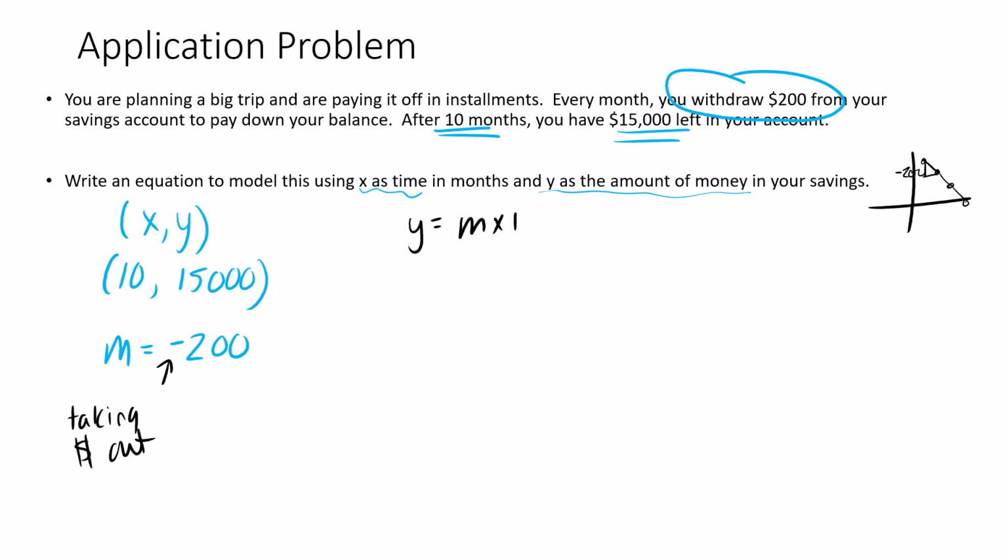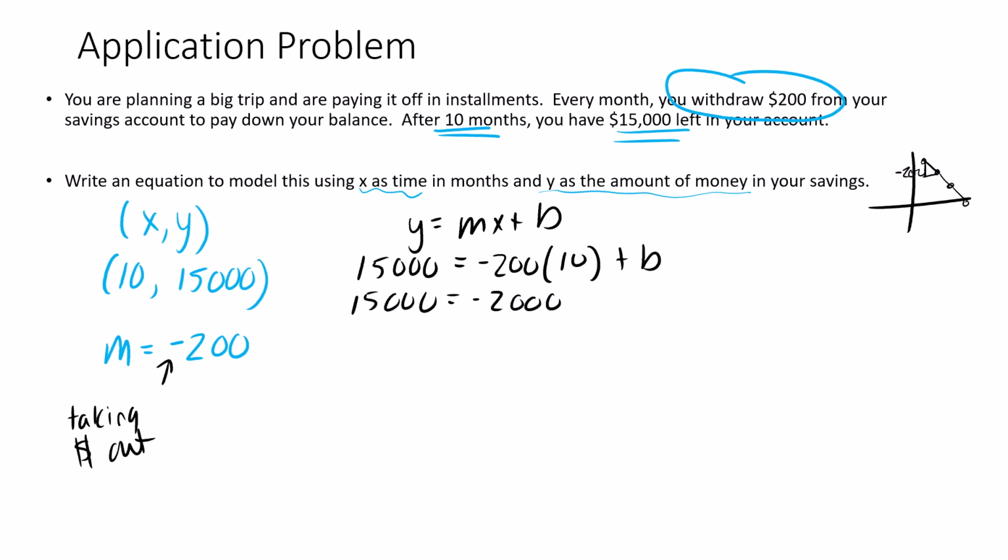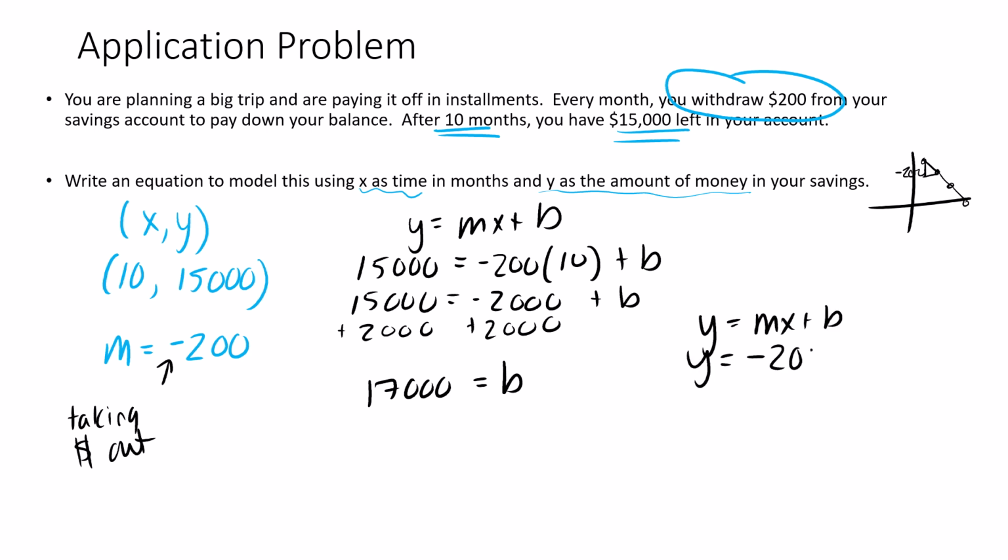So that should give us what we need. So we have y equals mx plus b. Our y value is 15,000. Our m is negative 200 times our x value, which is 10. Negative 200 times 10 is negative 2,000. And we will solve that for b by adding 2,000 to both sides. So we'll get $17,000. Negative 2,000 plus 2,000 is 0. And that gives us the b value. So the equation here is y equals negative 200x plus 17,000.